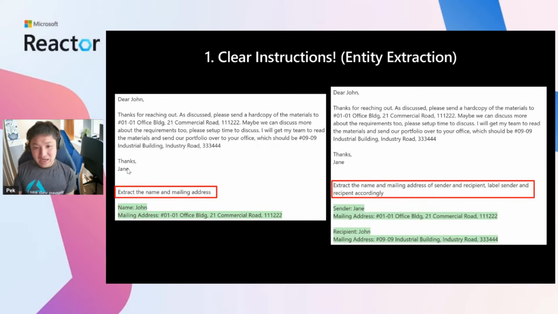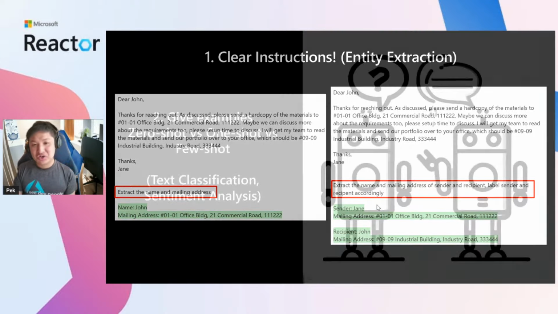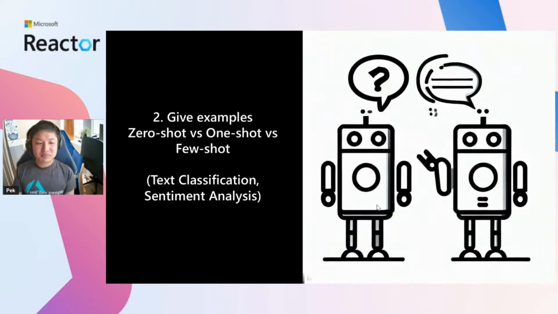So in this case, slightly different, exactly the same email. Now I've said extract the name and mailing address of sender and recipient, and I'm going to give you more instructions. Label the sender and recipient accordingly. Now you can see it's actually executing the task properly, right? And you're going to get exactly what you want. So again, if you feel that this is a mistake a human may make, the LLM will very probably fall for the same mistake as well. So step number one, make sure your instructions are as clear as possible.